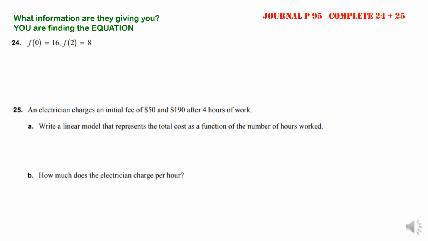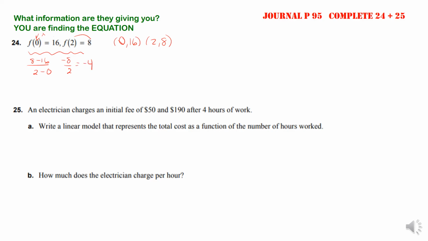Okay, so this problem is in your journal, and I just wanted to explain to you what they're saying here. They are giving you 2 points. Remember, this is your x, and this is your answer. So the point is 0, 16. And this point is 2, 8. So if I'm going to find the equation, I'm going to go 8 minus 16 over 2 minus 0 equals negative 8 over 2 equals negative 4.